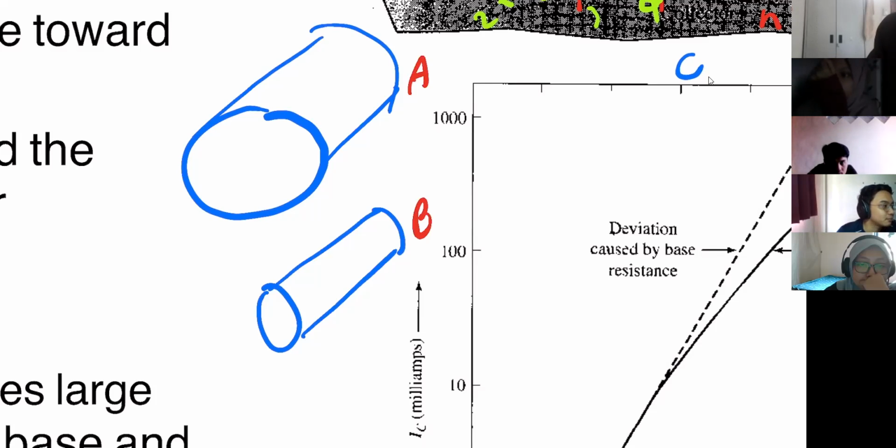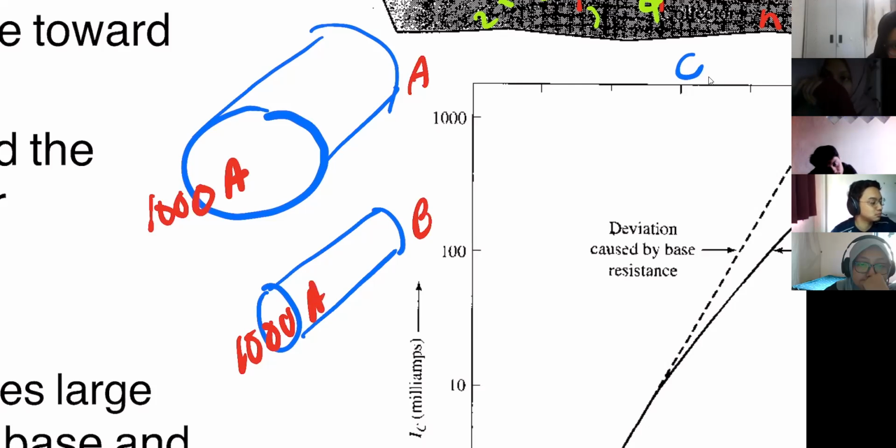I give you another, extreme example. If I put 1000 amp into A and 1000 amp into B, which one will damage first? B would damage first. Why? Because there's more load on the wire; the wire cannot withstand the current because it's thin. Because the current density is very high. So although the current is the same, the current density for B is very high.